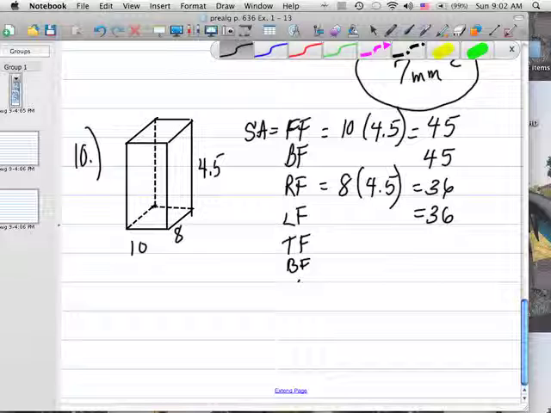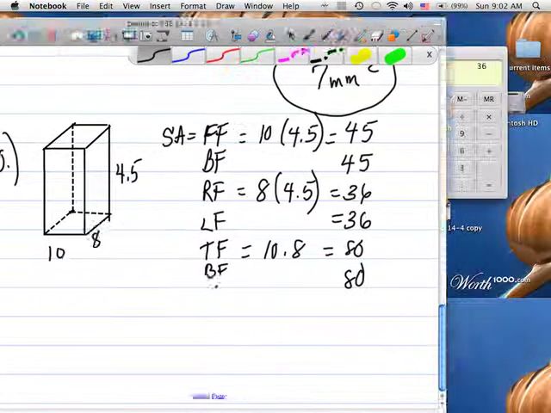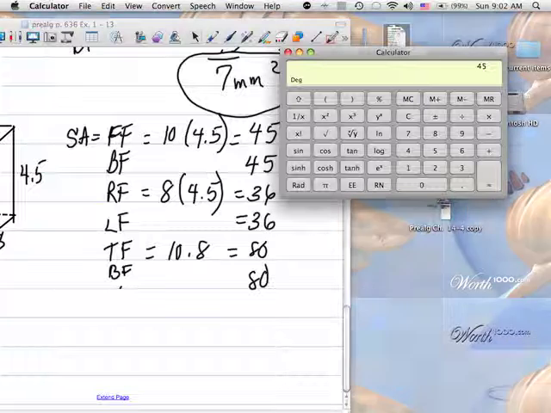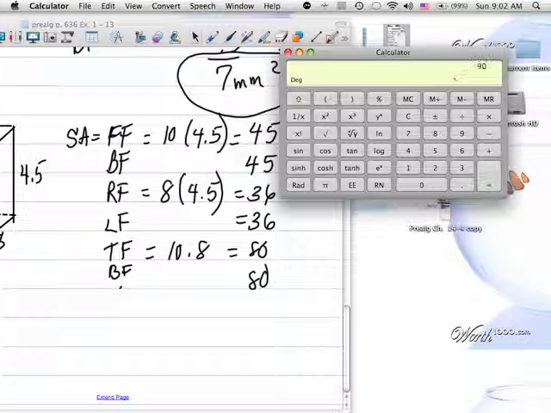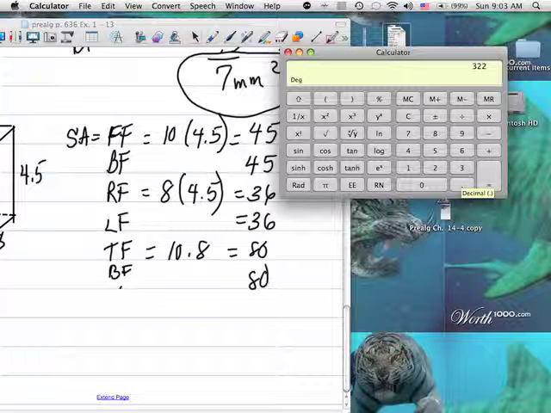And the bottom face and top face are the same, and that's 10 times 8. So that's 80 for both. And then adding that up on your calculator, we have 45, 2 of those, 36, 2 of those, and 80, which 2 of those is 160. So we get 322 inches squared.